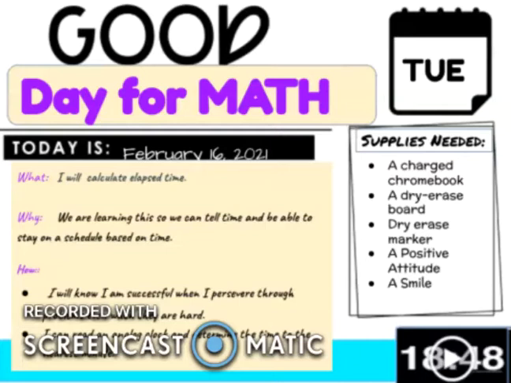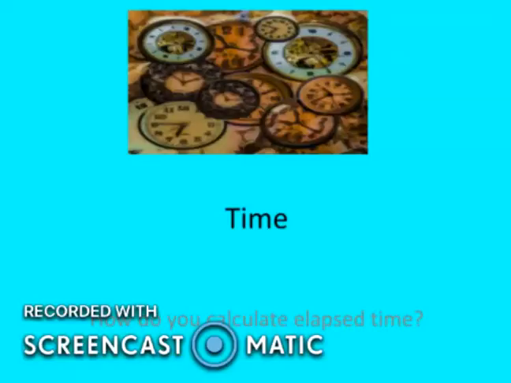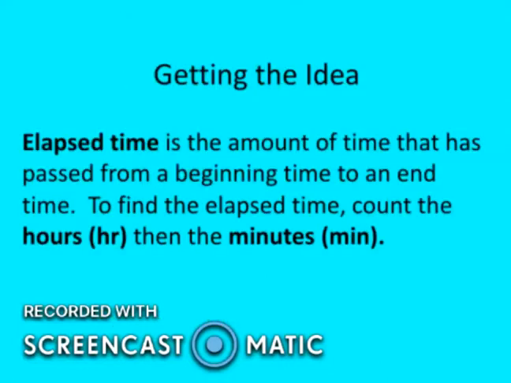And we're doing this so that we can tell time and be able to stay on a schedule. We can use the clock to help us with elapsed time, figuring out how many hours it took us to do a project for school or a work project. So there's all kinds of things that we can do with elapsed time. Our lesson today, again, is about elapsed time, and we're going to be trying to find out how do you calculate elapsed time? What tools do we have that we can use?